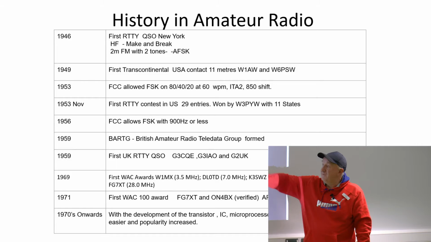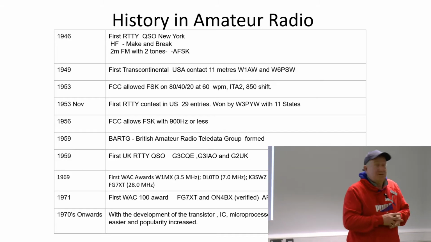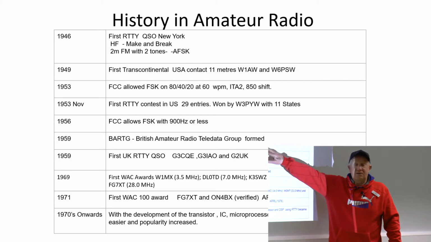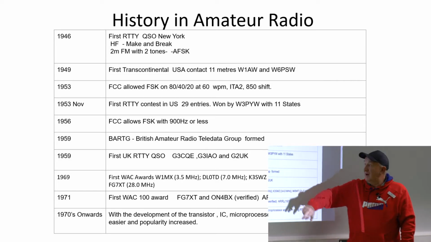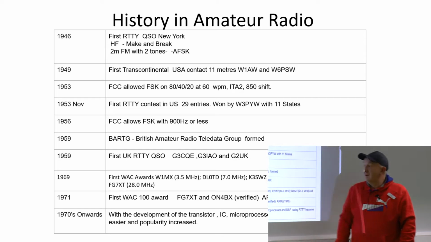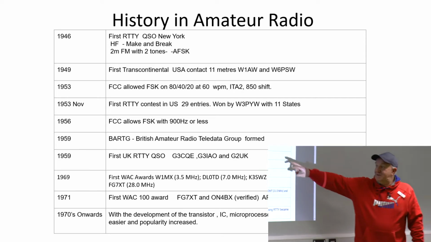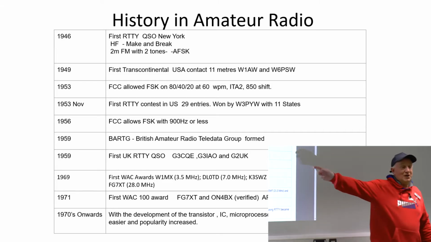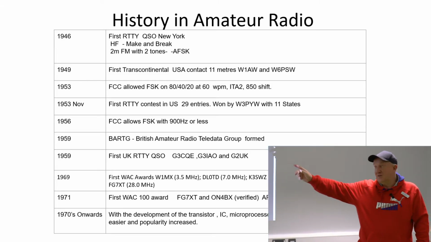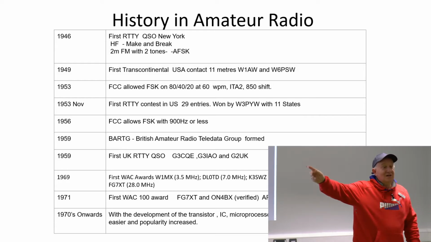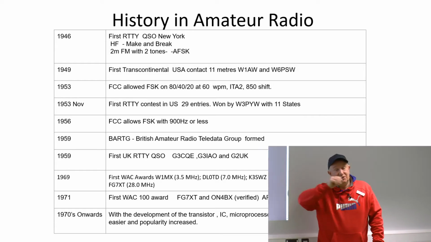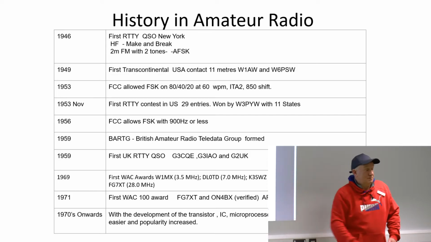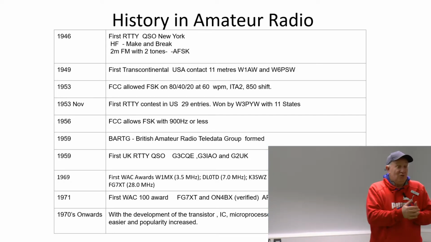So 1953, the FCC allowed FSK. It had to be 850 hertz shift, and was only allowed on those bands. 1953 as well, 60 word split. I didn't mention that on the commercial side: it was reckoned that the Ritty operators could send 2.5 times faster than the CW people. So you can see why the commercial guys wanted to go down that route.